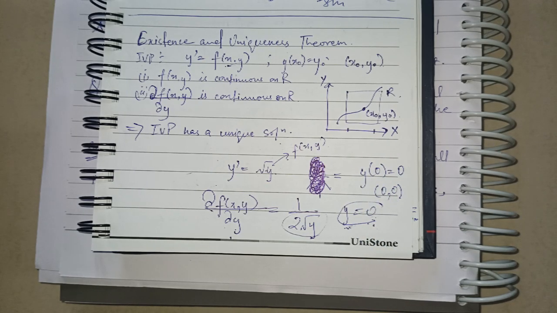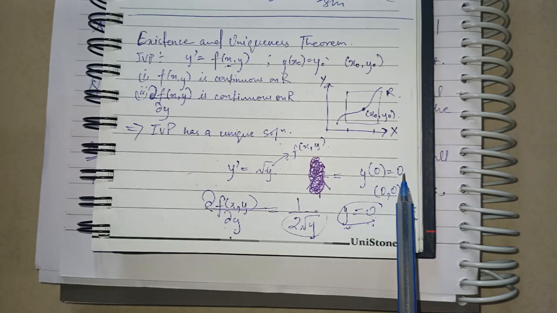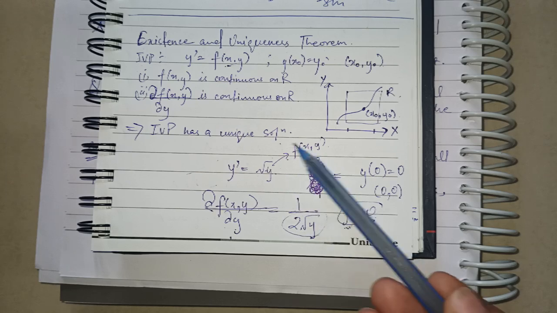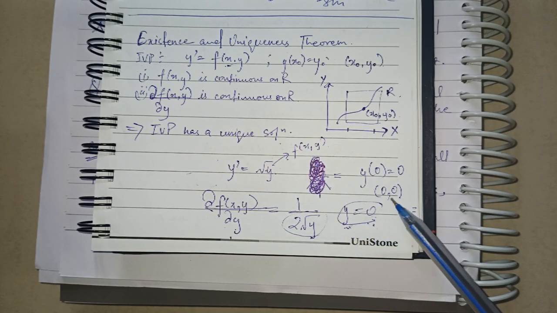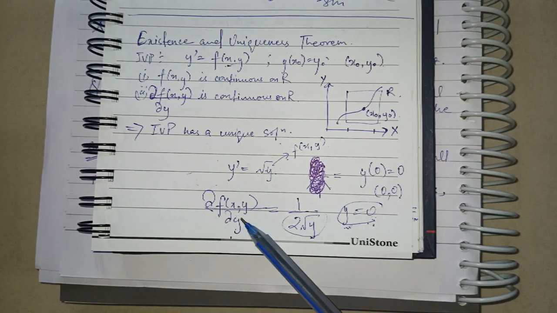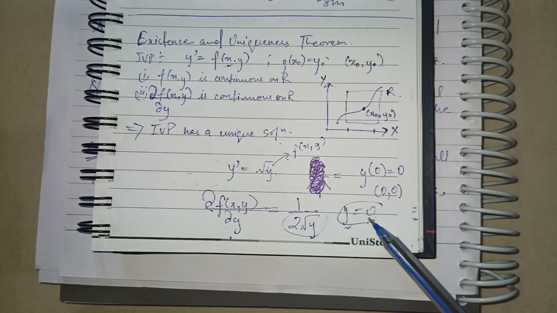Now I also told you that there exist some functions that lack continuous partial derivatives. For example, if you are given such an IVP, y prime equals root y. Here f(x,y) is this, and your initial condition is y(0) is 0. That means at x equal to 0, y is also 0, that is, the point (0, 0). We'll check the behavior of our f(x,y) around this point. If we calculate its partial derivative with respect to y, we get 1 over 2 root y, which is not defined at y equal to 0.